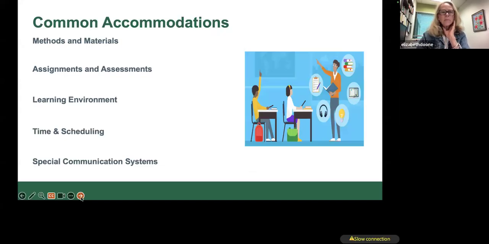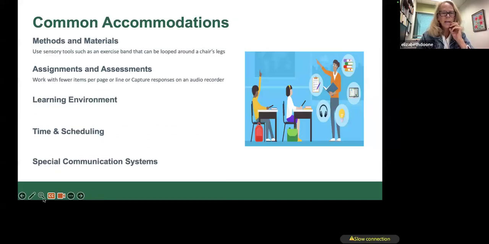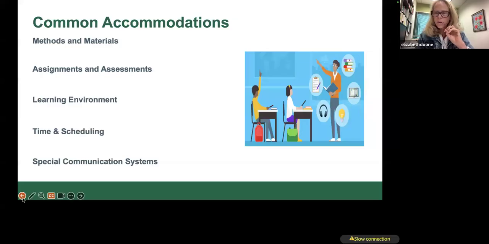Just a quick review. We understood all of these methods and materials. You can see down the side, the acronym is MALTS again. The methods and materials might be to use sensory tools such as exercise bands. Does everybody know what those exercise bands are? We can put them on the legs of a chair and let our kids wiggle all day long. And if you've got tennis balls on the bottom, guess what? They're not disturbing the other kids, but they're getting their wiggles out, which is really key, especially when they've got class seven straight periods a day and no time for a break, and that's what we've done in the US. We've gotten rid of PE. We loop those around the chair legs, and that's very helpful.